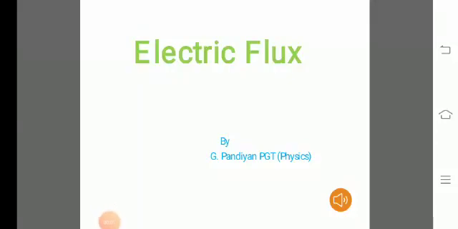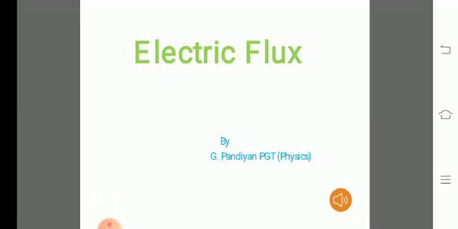Hi students, today I am going to teach electric flux. So what is electric flux? Electric flux means the number of electric lines crossing a given area kept normal to the electric field line is called electric flux. The electric flux is denoted by the letter Φ_E and its unit is Newton meter square Coulomb inverse.